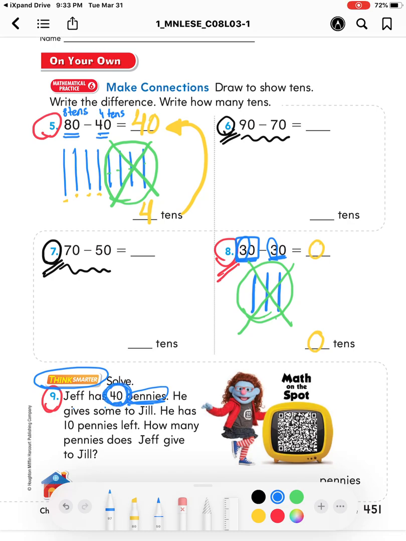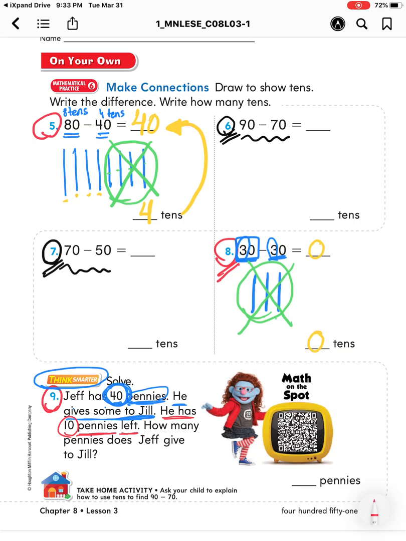Now, Jeff has 40 pennies, okay? 40. So here is the number. He gives some to Joe, but we don't know how many pennies he gives to Joe, okay? He has 10 pennies left. So Jeff has 40, he gave some, and the remaining is 10 pennies. How many pennies does Jeff give to Joe? Okay, let's do it together.